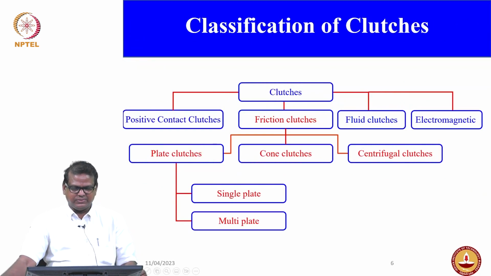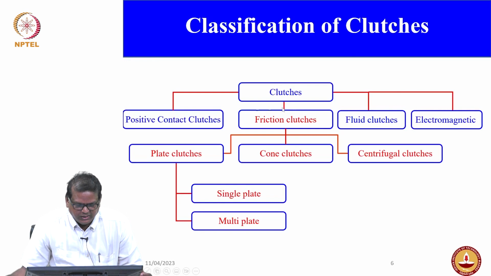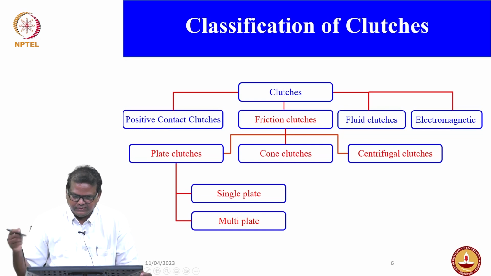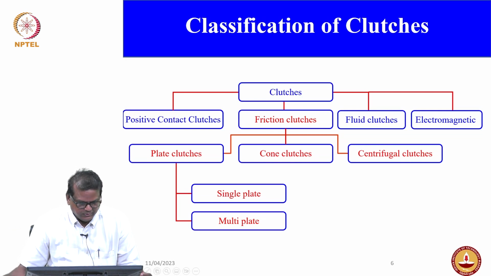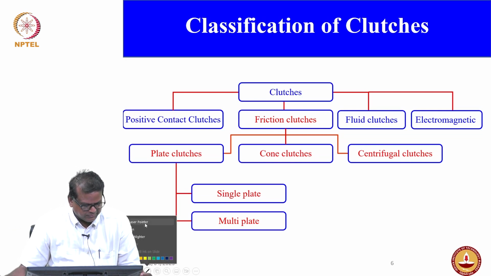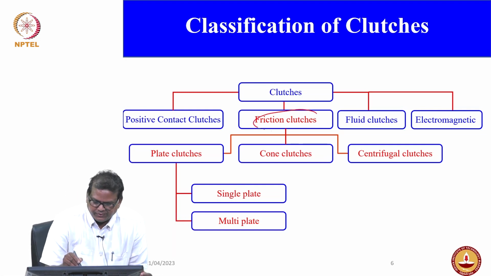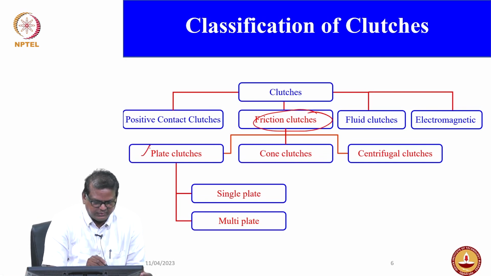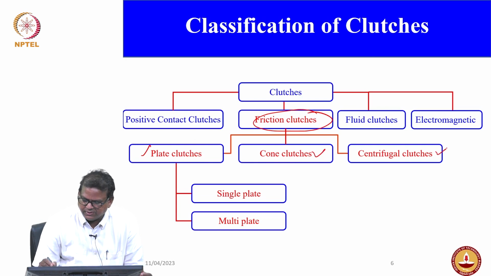You can see that this is a classification of clutch. Under clutch, we have positive contact clutches and friction clutches. Then you have electromagnetic; not only electromagnetic, there are advanced versions also. But here we are going to focus more on friction clutches. Under friction clutch, you have the plate clutch, cone clutch, and centrifugal clutch. If time permits, I will cover cone and centrifugal also.